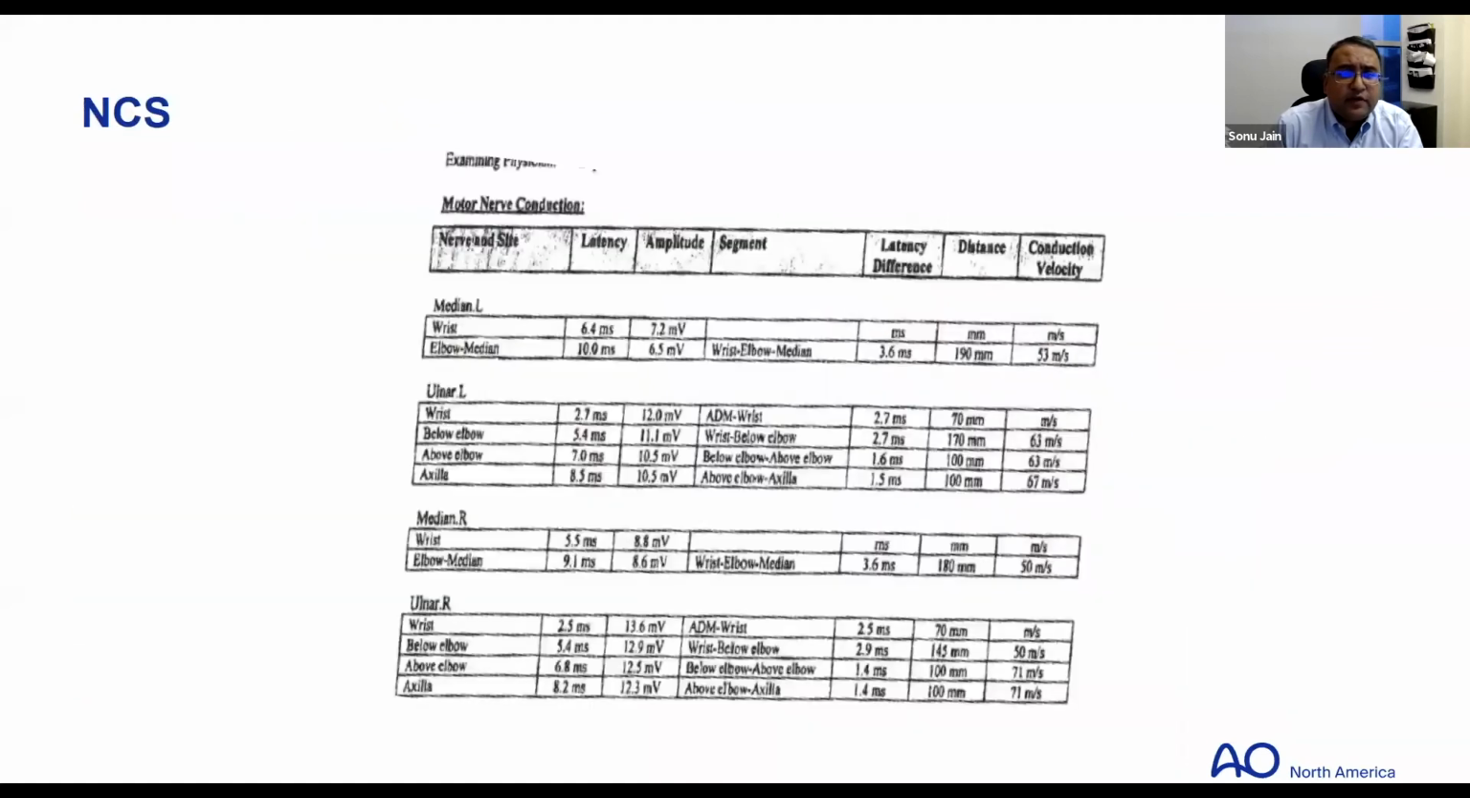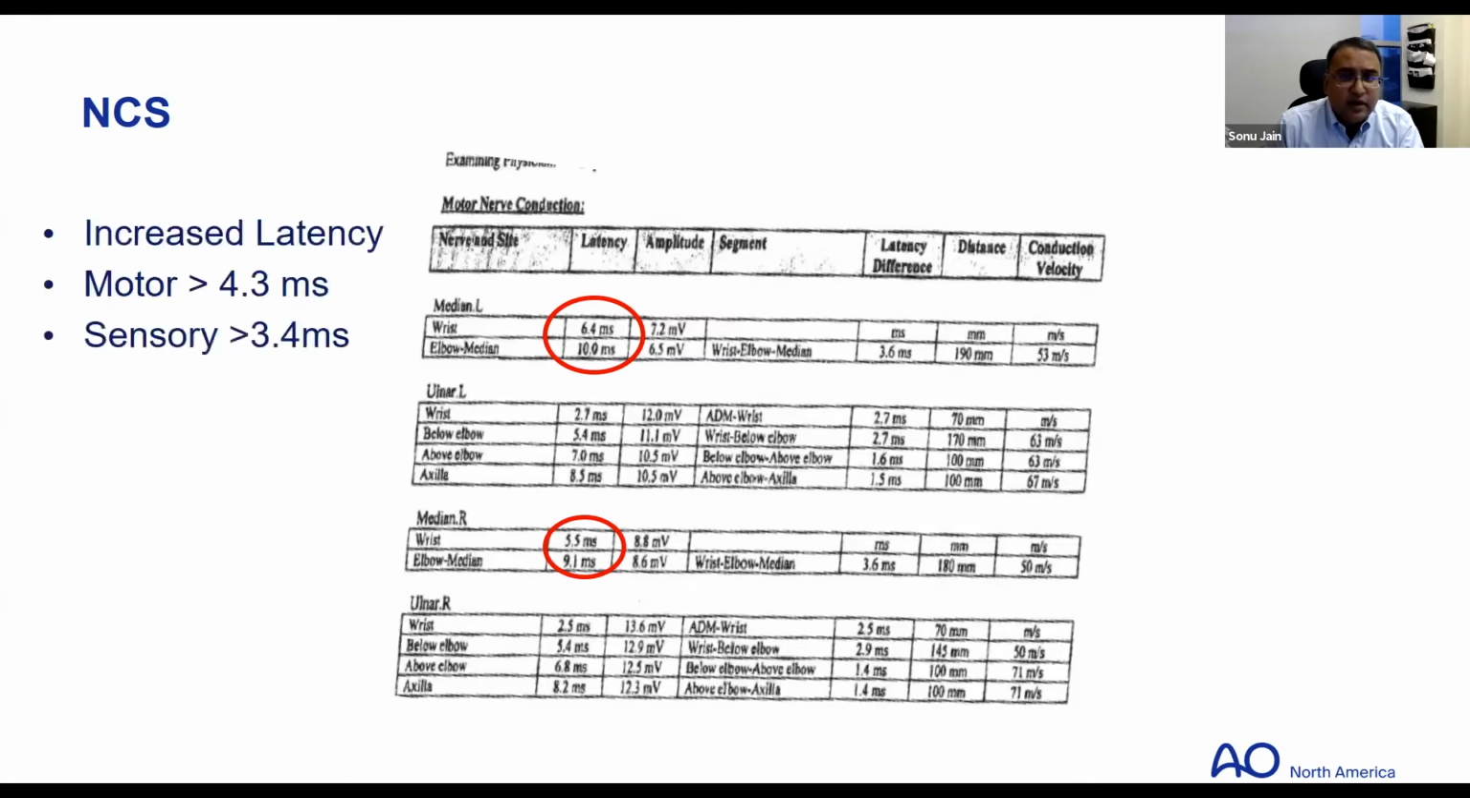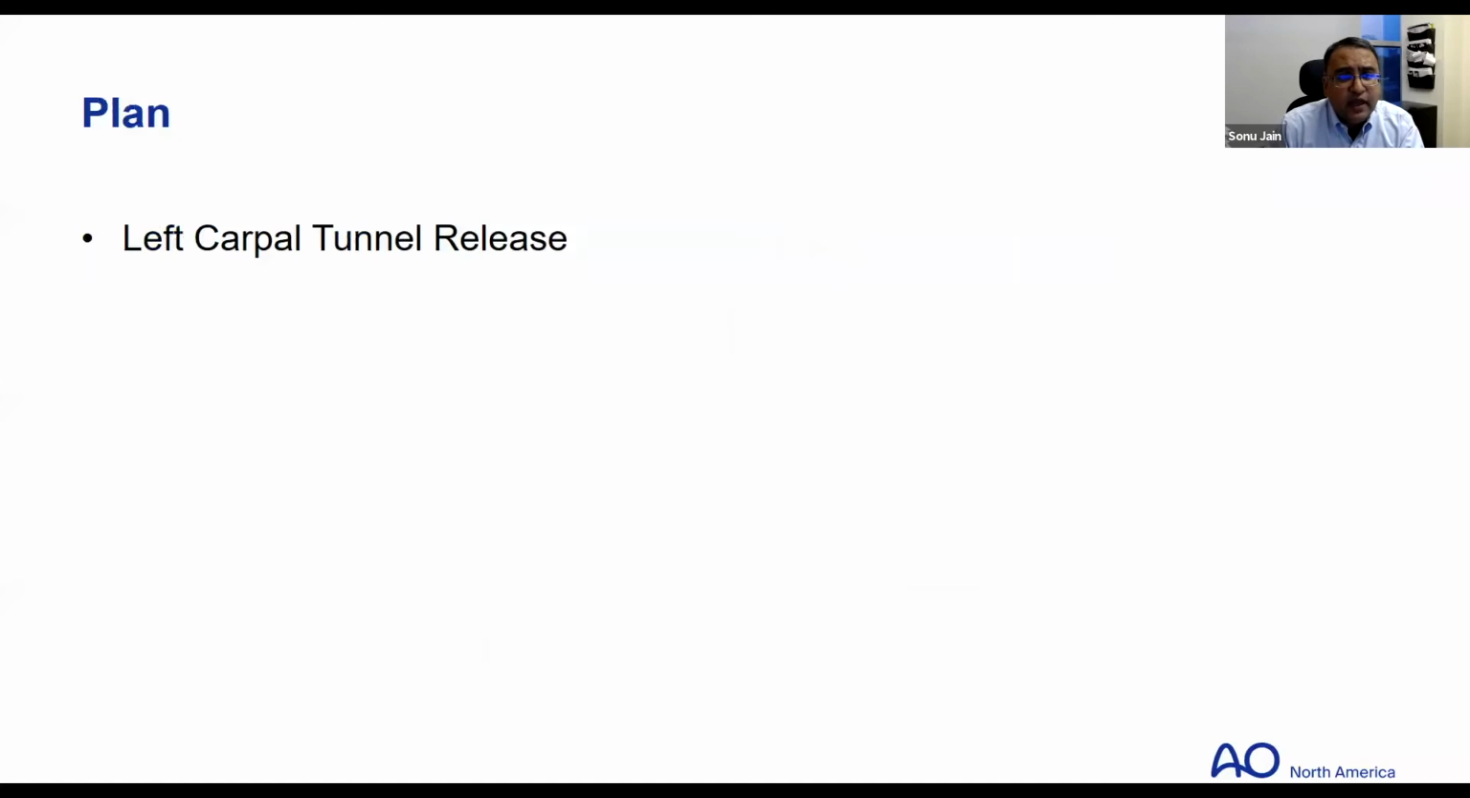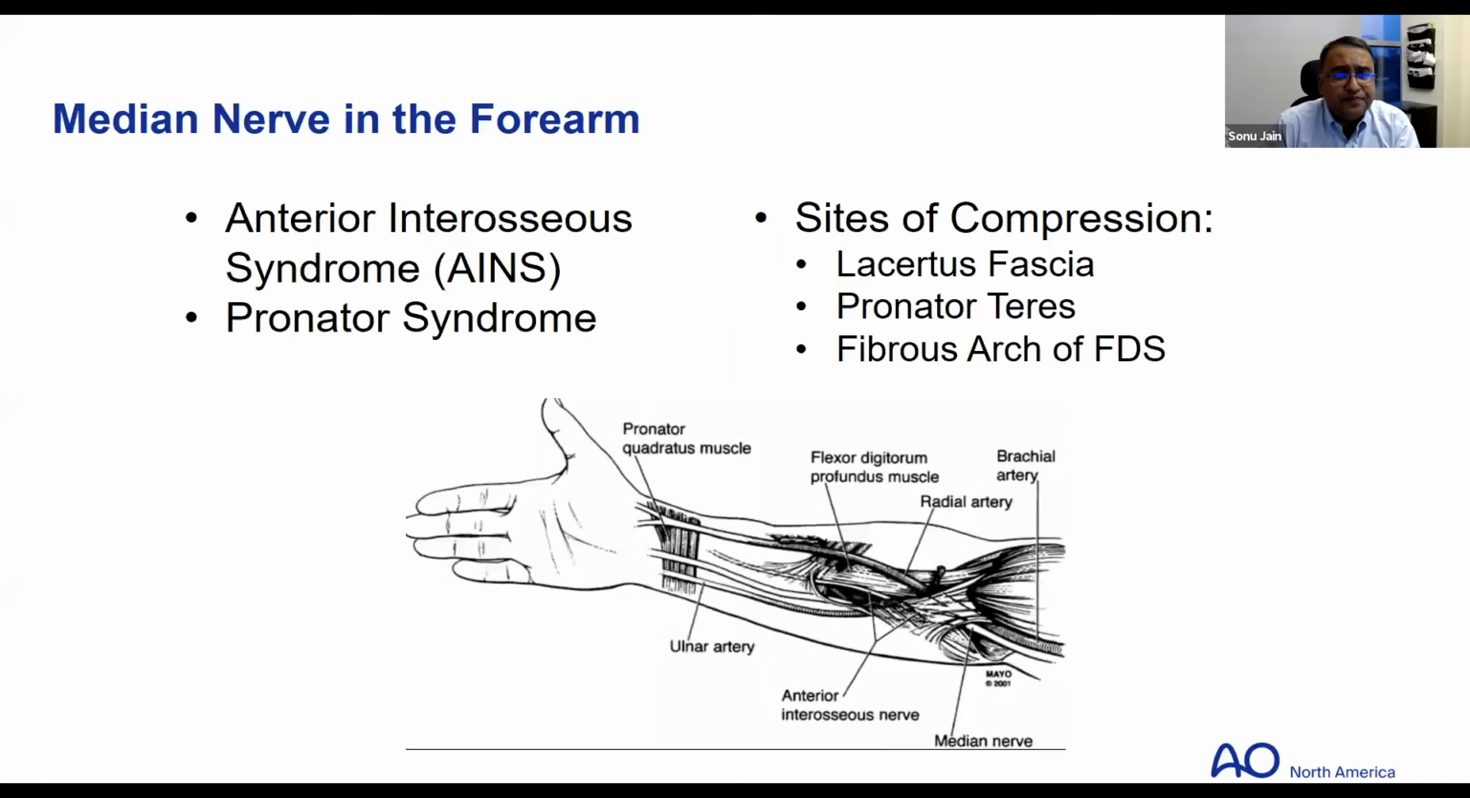But when you look at the nerve conduction studies here, you can see increased latencies based on the norms that we talked about earlier. You can see here motors greater than 4.3 or 4.5, and this is greater than 3.4 here. And that indicates there is some compression of that median nerve. And so this person would probably benefit from a carpal tunnel release.